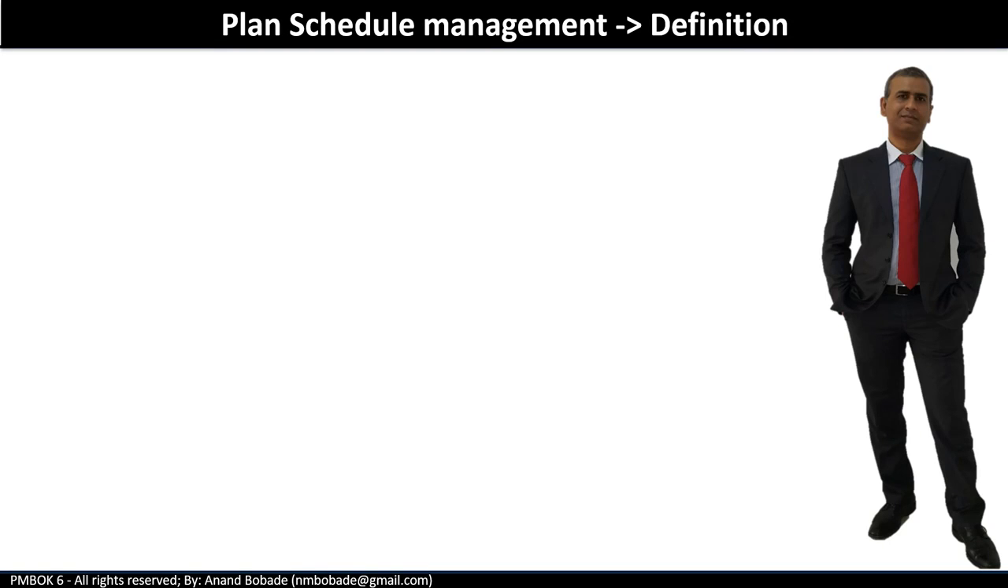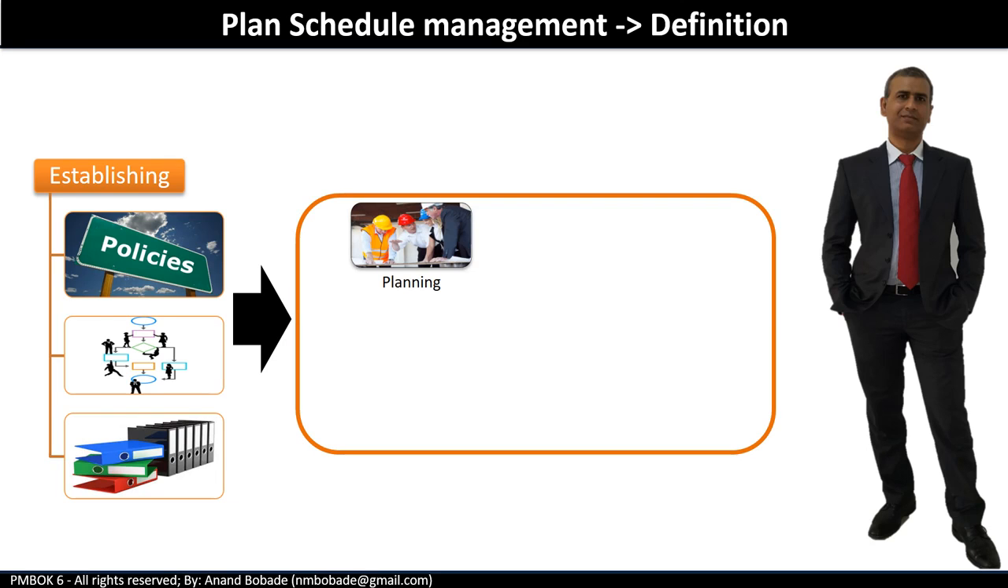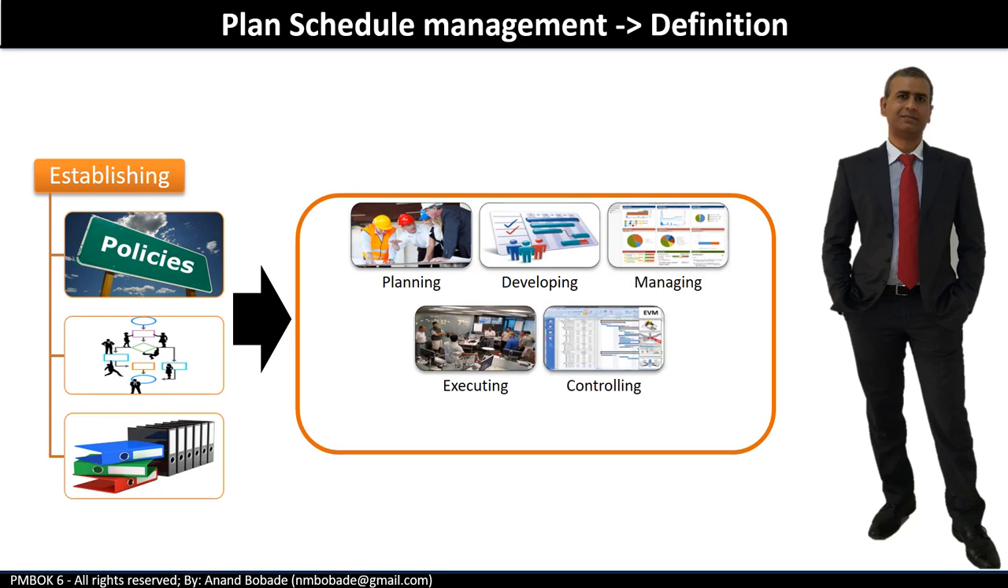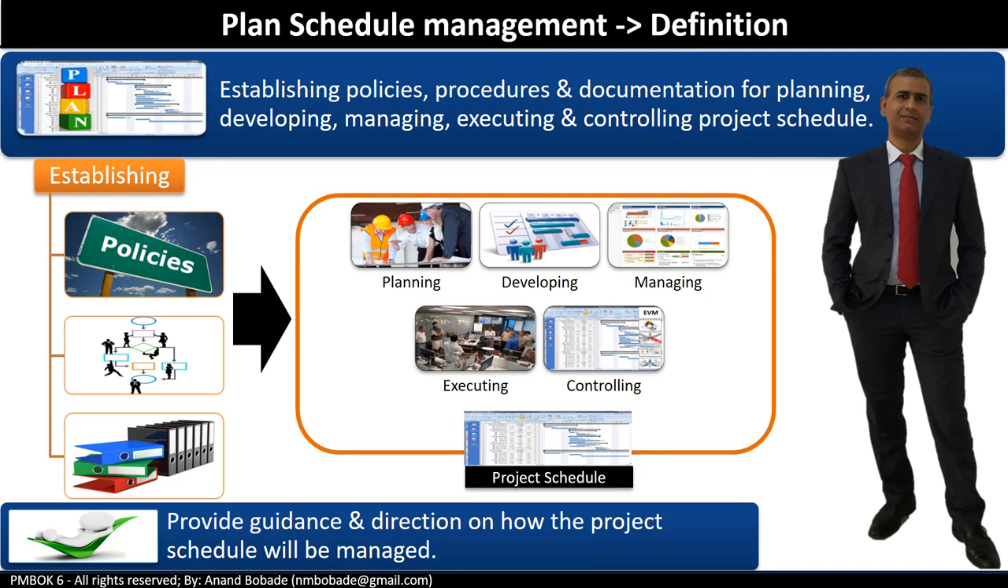Quickly, let's take a look at the process definition. Plan schedule management is a process of establishing policies, procedures, and documentation for planning, developing, managing, executing, and controlling the project schedule. The key benefit of this is it provides guidance and direction on how the project schedule will be managed throughout the project life cycle. So you could see a lot of words over here, and that's what precisely different processes are. You have a planning process, you have a process to develop the schedule, and you have a process to monitor and execute the schedule.